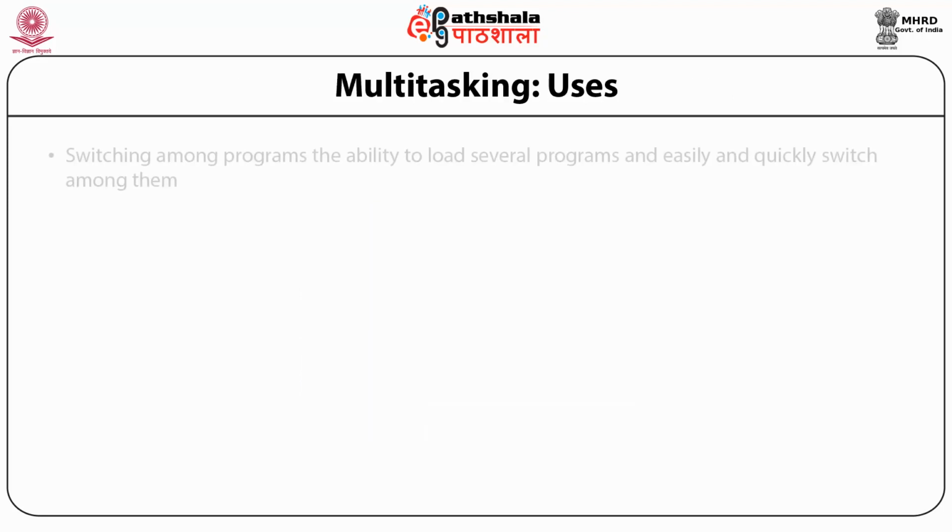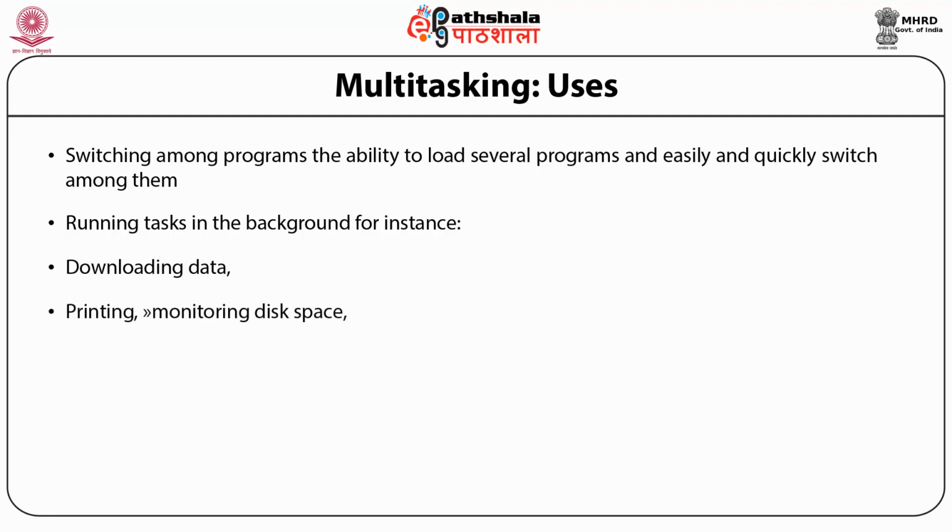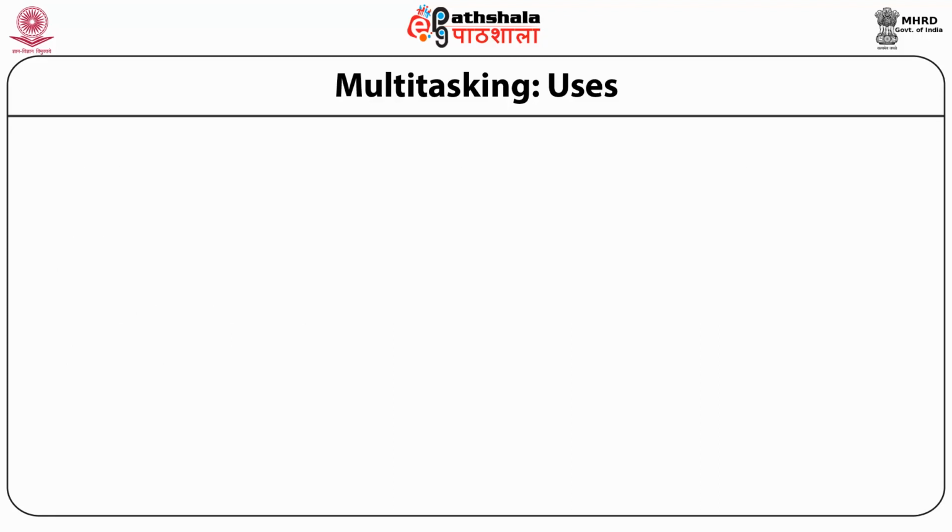Multitasking uses switching among programs. The ability to load several programs and easily and quickly switch among them is called multitasking. Running tasks in the background, for instance, downloading data, printing, monitoring disk space, and receiving electronic mail, comes under multitasking. Let us explore the definition and scope of system software.